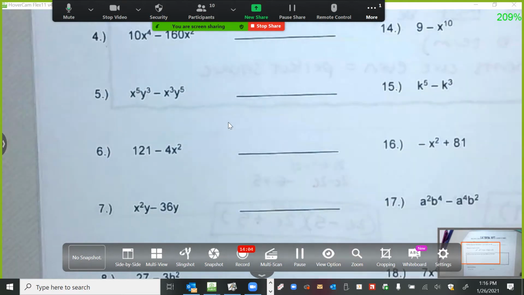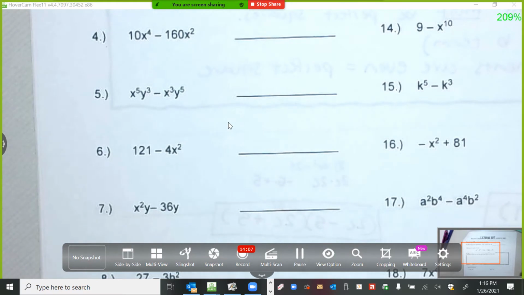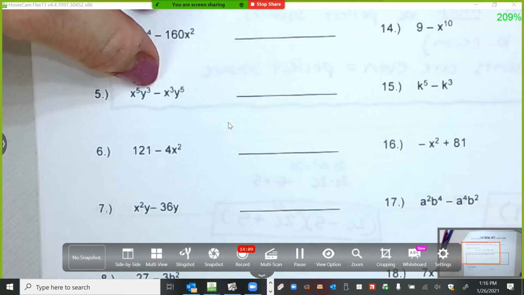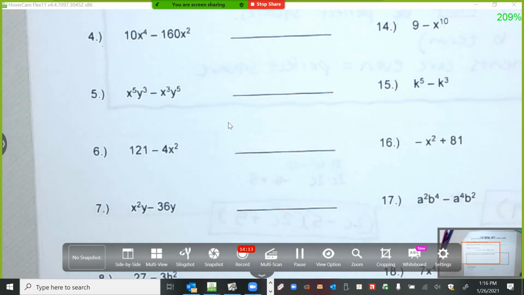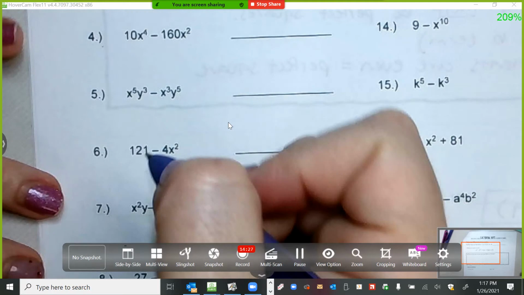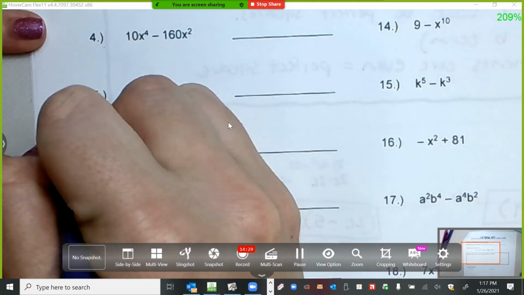Okay, first things first, they're in order. x to the 5 y to the 3, x to the 3 y to the 5. So they're both degrees of 8. So they're in order. Is there a GCF? Do they have something in common? Yeah, what do they both have? They both have x's and y's. But remember, we need to take out the greatest common. So not just one x and one y, but how many x's and y's can we take out?